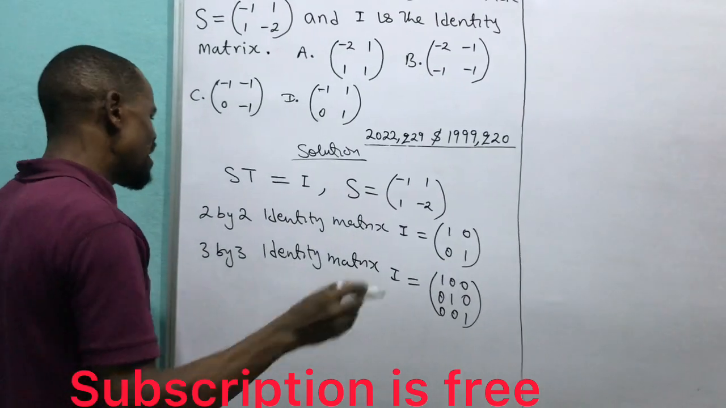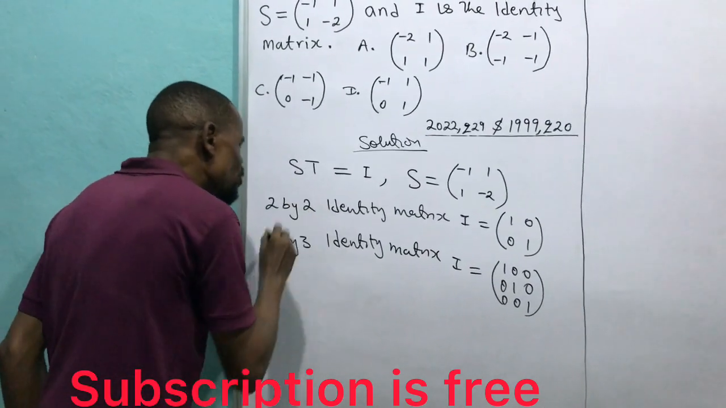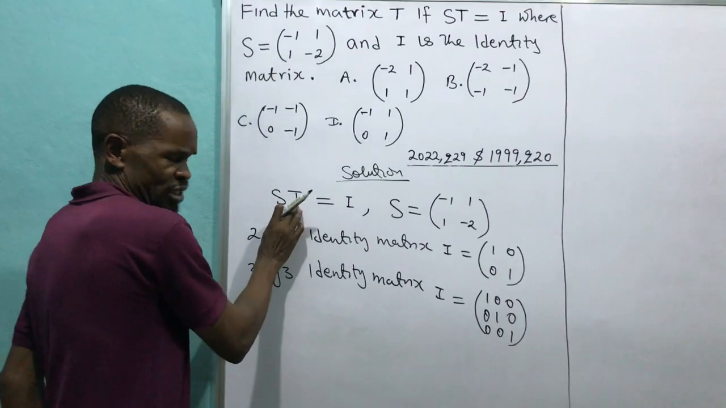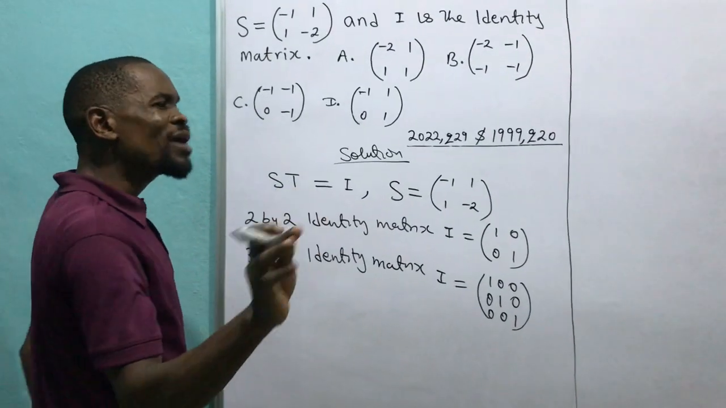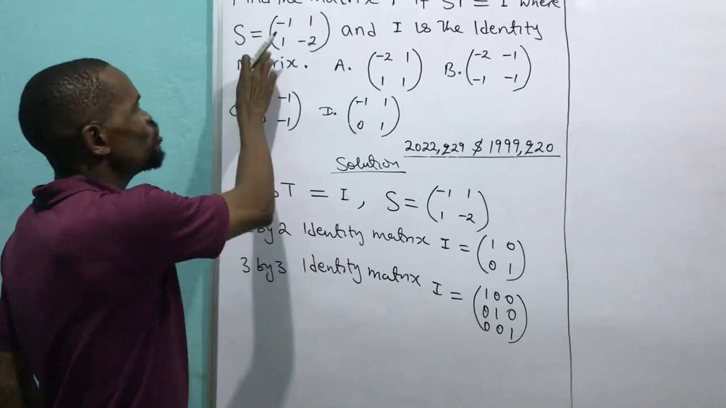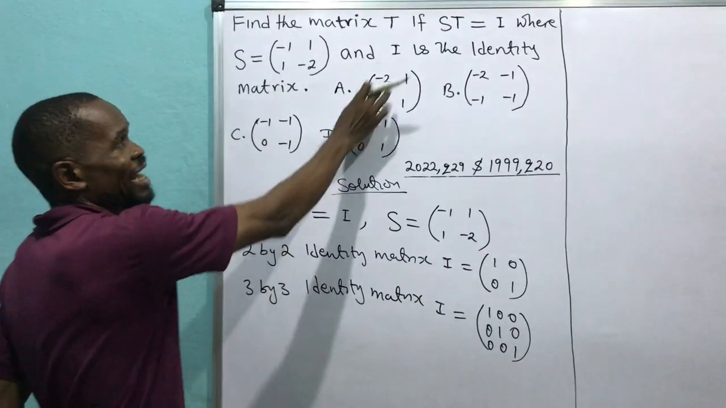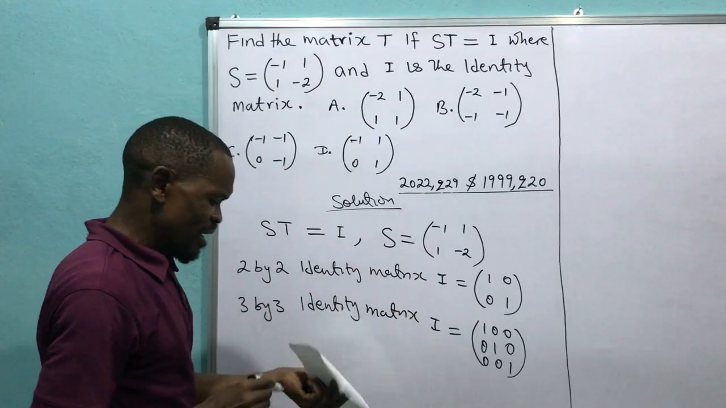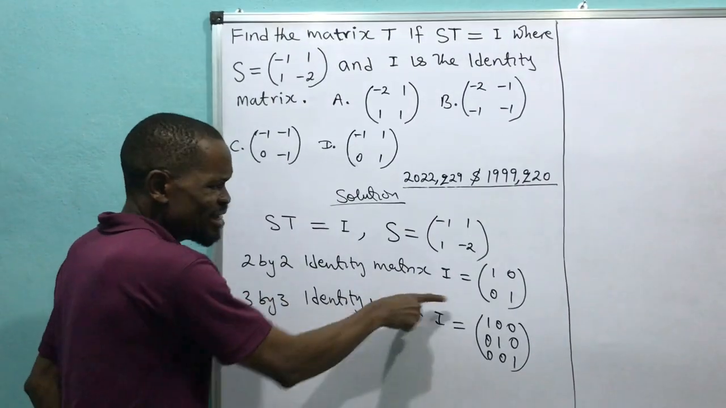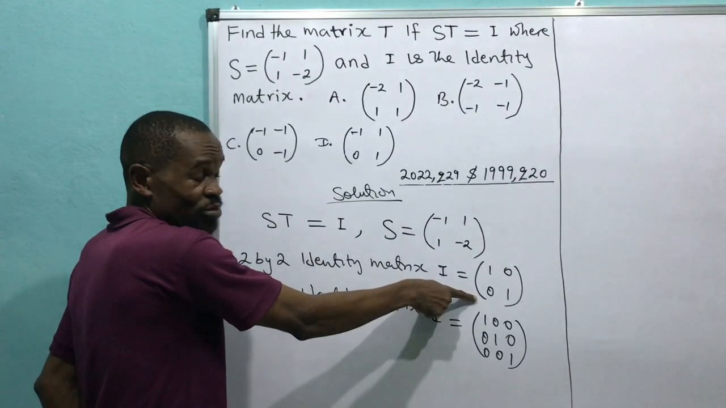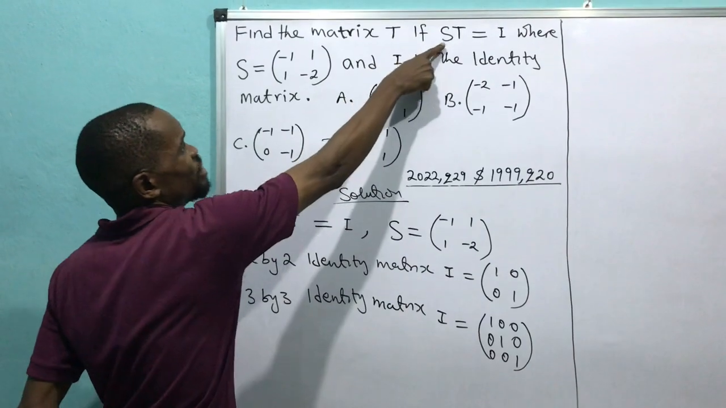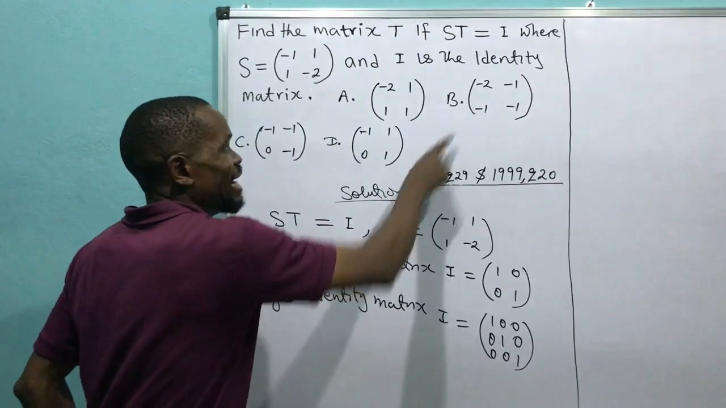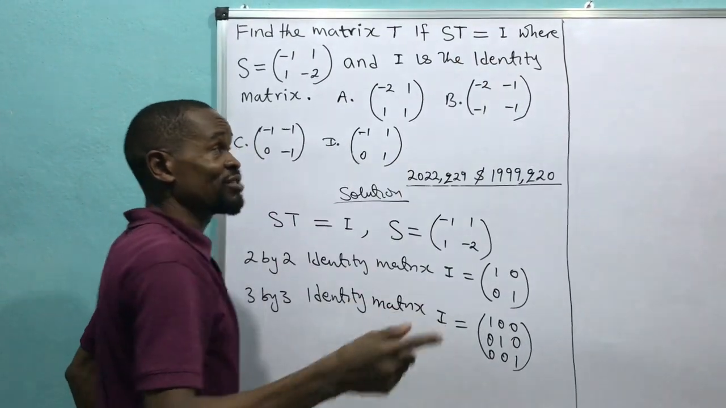Now, T is what I don't know. Looking at this, X is given to me as 2 by 2, and the I is 2 by 2. Since X is a 2 by 2 matrix, the identity matrix I pick is also 2 by 2.